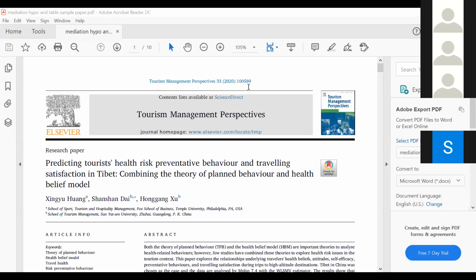This is a paper of an A grade journal. I hope it is visible. This is a paper of an A grade journal. Let me come to the first point. What is the first point? Title of the paper. What should the title show? The title should show all the variables you are studying.